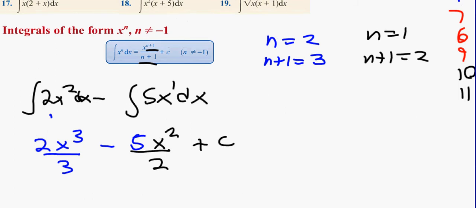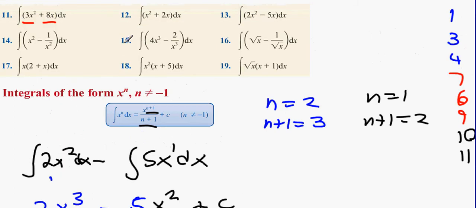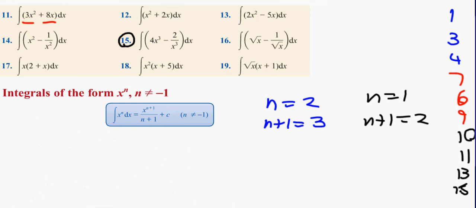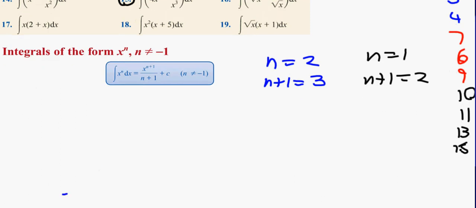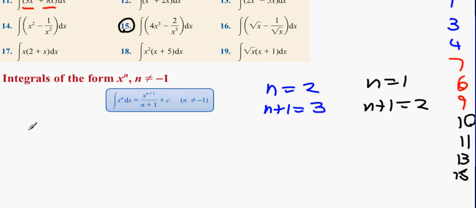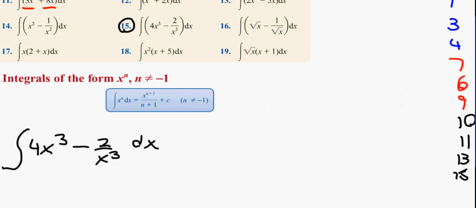Okay, so moving on towards question 15. So 13 is done, now we're going to do 15. In question 15 we have the integral of 4x cubed minus 2 over x cubed. From now on you don't really have to write them out longhand anymore, so we're just going to do the integral of 4x cubed minus 2 over x cubed dx. So just integrate both of them separately. The first one is going to be n equals 3, n plus 1 equals 4.